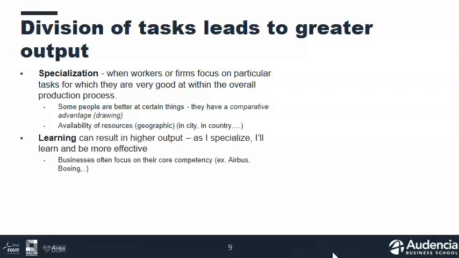The second reason is we divide tasks because this allows us to learn. If I'm doing something over and over and over, as I specialize, I become more efficient and more effective at what I'm doing. Businesses focus on their core competencies. Airbus and Boeing have specializations, certain things that they do over and get better and better at. They can learn through this. And as you learn, the more you produce over time, the better your learning becomes. And hopefully your costs of production decrease.